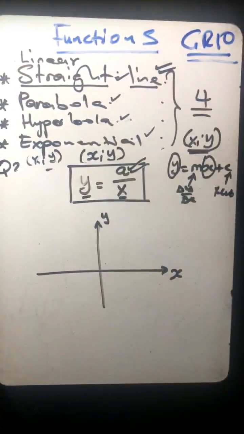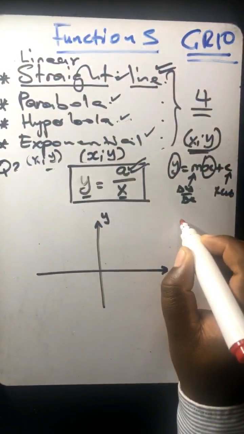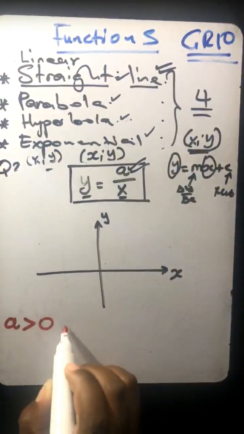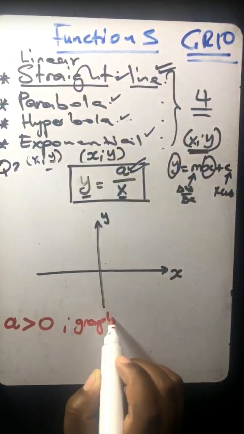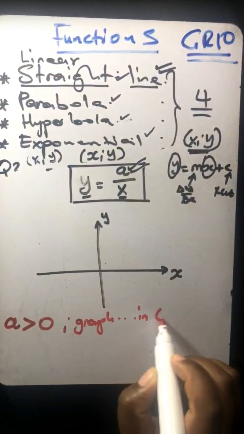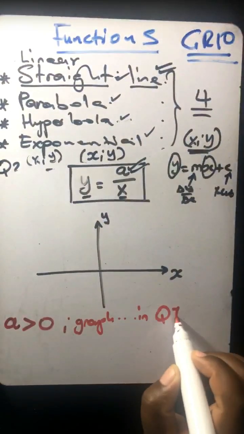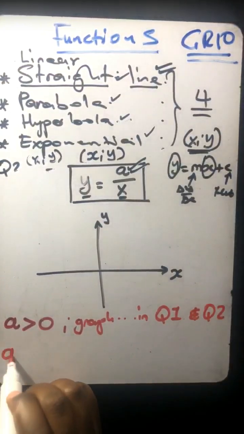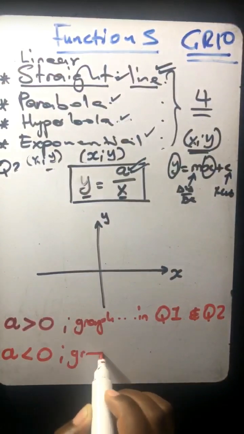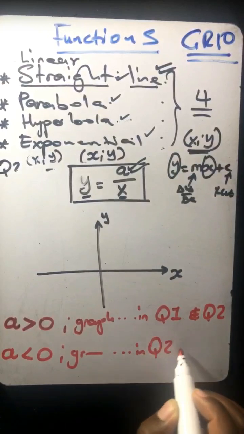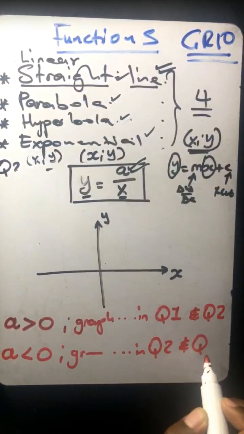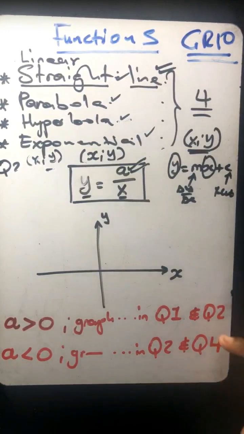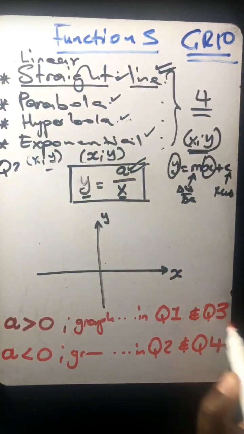This is what they say. If a is greater than 0, then the graph will be in quadrant number 1 and quadrant number 3. If the a value is less than 0, the graph will be in quadrant number 2 and quadrant number 4. I need to correct that: it is quadrant number 1 and quadrant number 3 for a greater than 0.